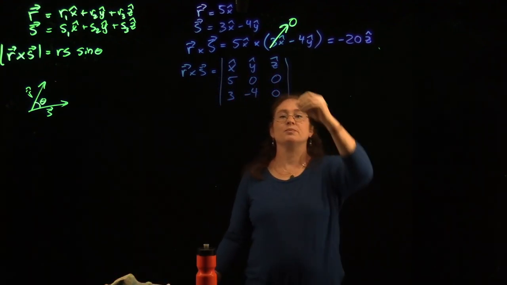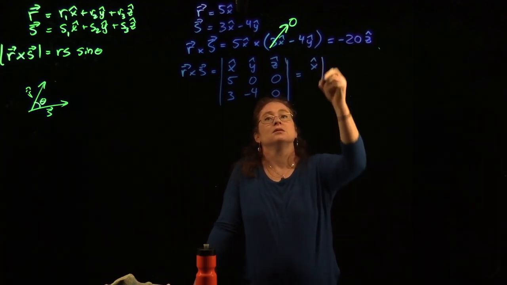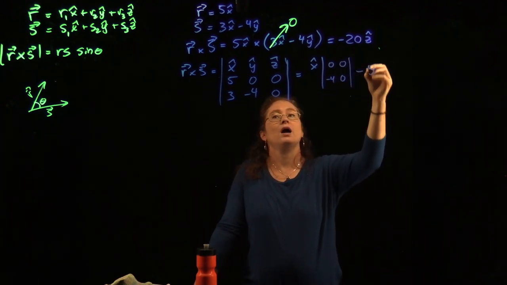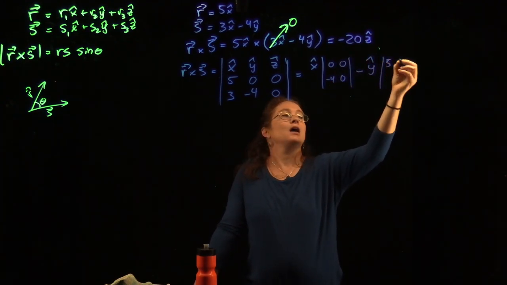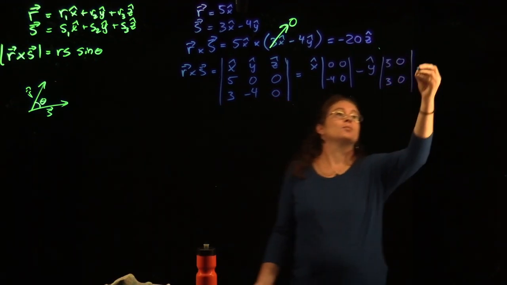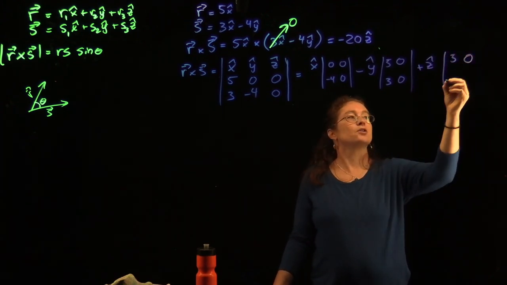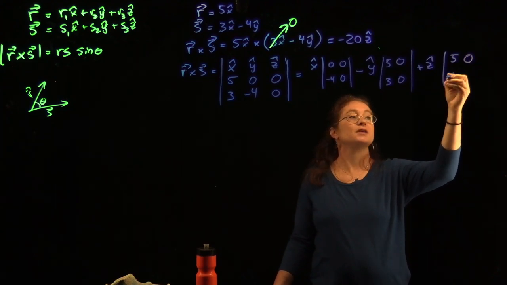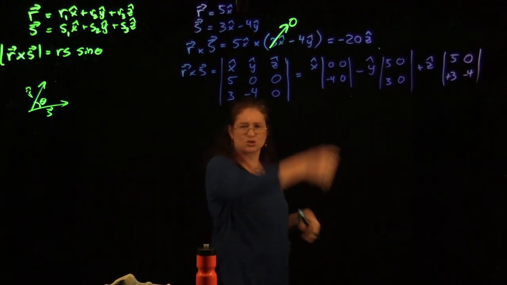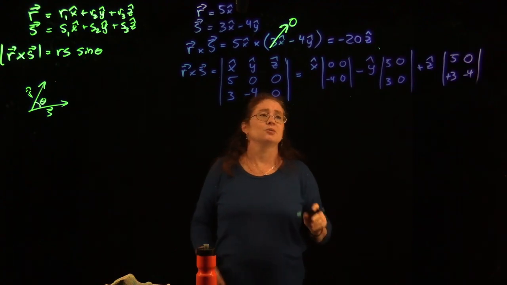We'll do the standard determinant method. So I have x hat times the determinant 0, 0, negative 4, 0, minus y hat times 5, 0, 3, 0, plus z hat times 5, 0, positive 3, negative 4. By the time you've done 80,000 of these, you start writing this down automatically. When this is new, you will be a little bit slower.